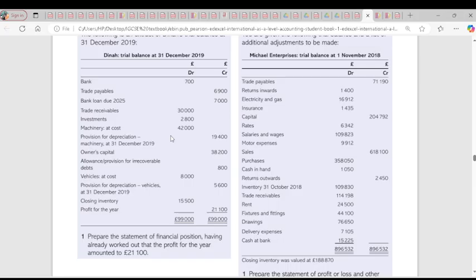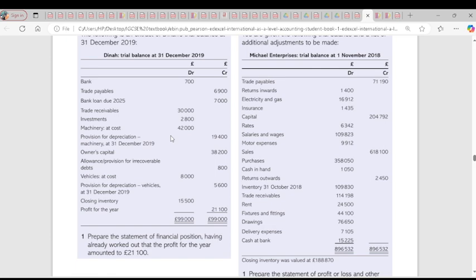Vehicles, the value for vehicle is there. The cost is 8,000. Then depreciation for vehicle is 5,600. You take it away. That gives us our net book value. Then investment. Investment doesn't have depreciation anyway. So the value for investment is 2,800. You add it all together. Then you go to your current assets.